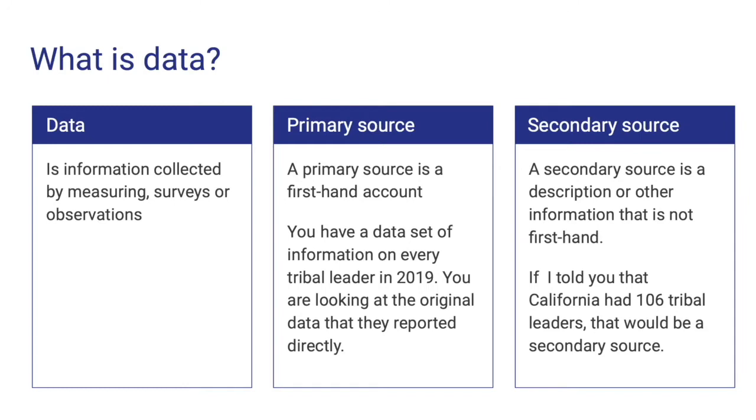A secondary source is a description or other information that isn't firsthand. If I told you that California had 106 tribal leaders, that would be a secondary source because I'm telling you that, but it's not that I've actually gone out and counted them all or that you've actually gone out and counted them all.